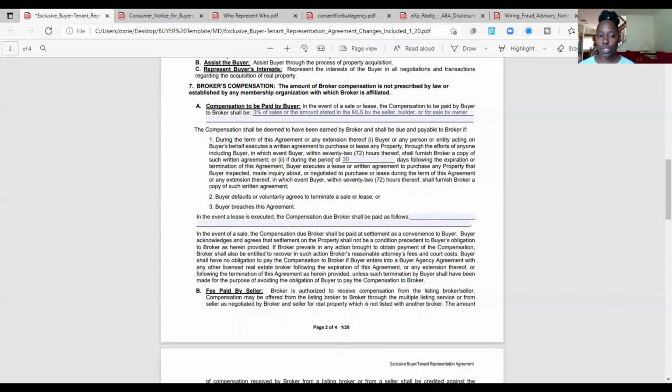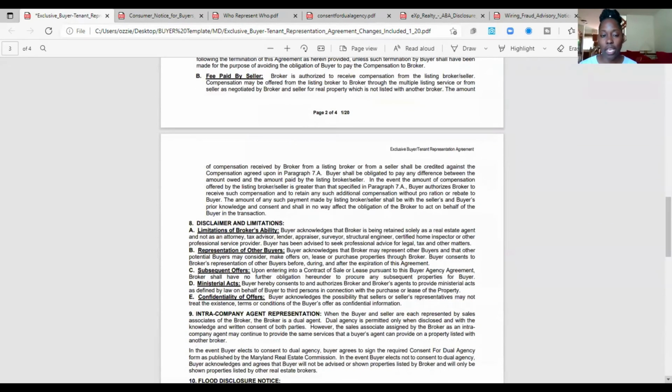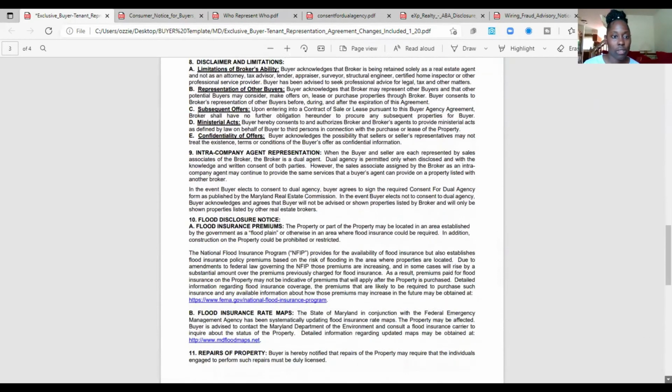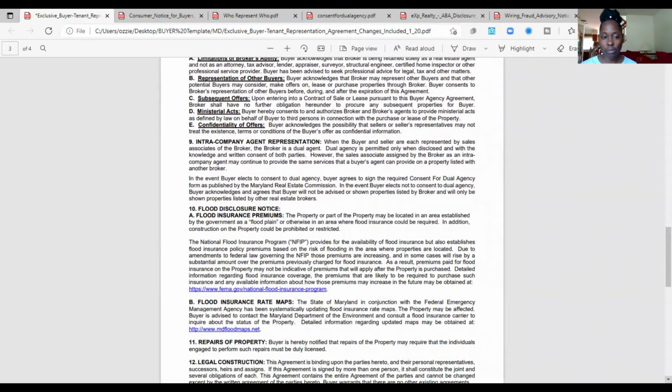So pretty much it just goes into the compensation and other things about the compensation here. In the event the lease is executed, compensation due to broker shall be paid as follows. And it goes to that paragraph, which I don't have anything listed there. Then we continue to talk about the fee paid by the seller in paragraph B of paragraph 7. And then paragraph 8 talks about disclaimer and limitations. Paragraph 9 talks about intra company agent representation. Paragraph 10 goes over the flood disclosure notice.